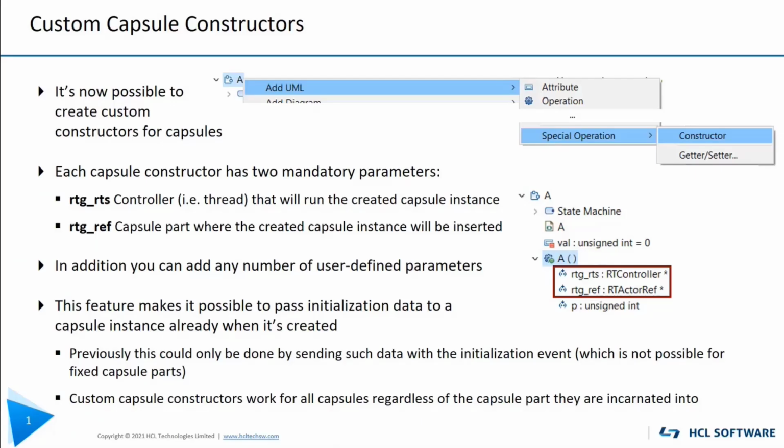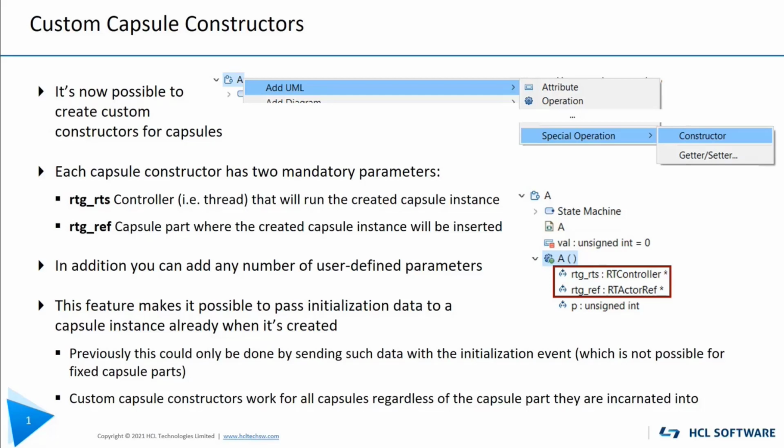About custom capsule constructors. As you saw in the last sprint demo, we now have support for adding constructors for capsules. You create them in exactly the same way as you do for classes. So right click and do add UML special operation constructor. You will then get a constructor that has two mandatory parameters, the RTG_RTS and RTG_ref.